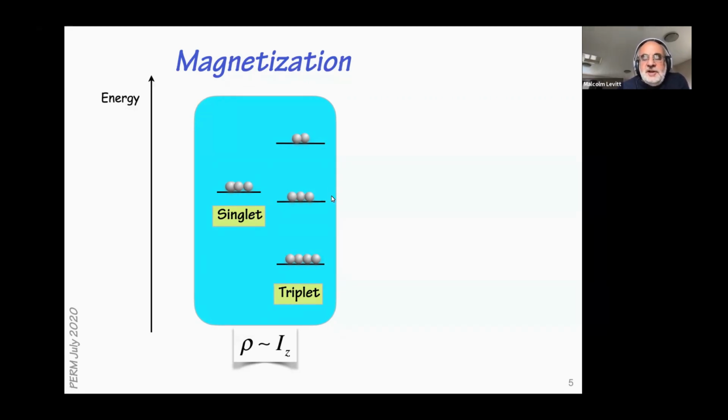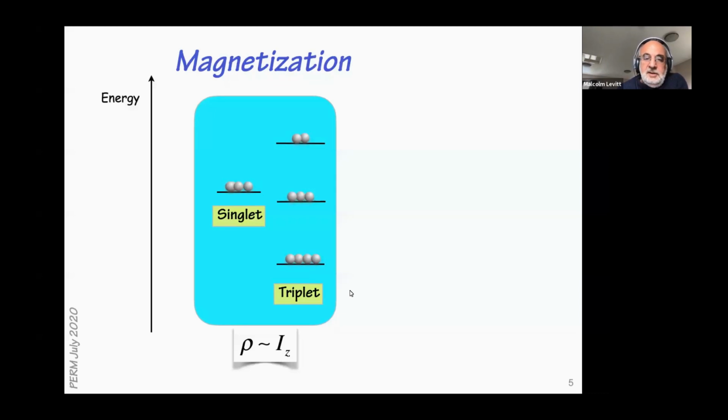And in a density operator description of the system, an operator of the form IZ represents the difference in populations between the upper and lower components of the triplet state. So more population in the lower triplet state than the upper triplet state. That gives rise to nuclear magnetization, which can be observed in a high field NMR spectrometer through the usual pulse FT methods, or also in an ultra low field magnetometer as well.